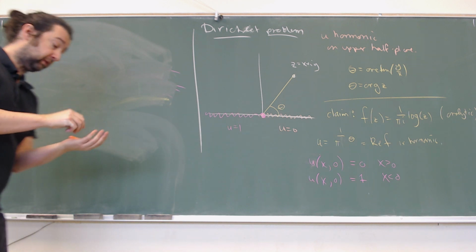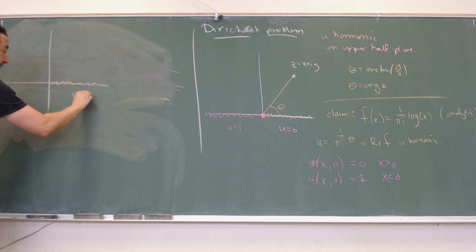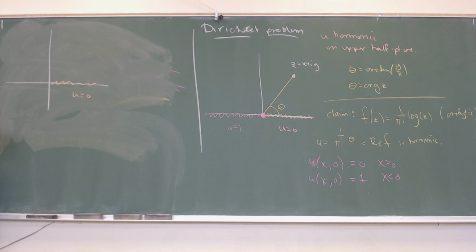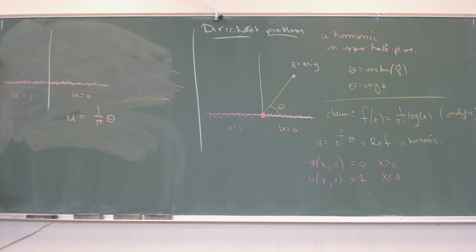So if you have a harmonic function, let's suppose that we start with the upper half plane, and we have the exact conditions that we started with. So here's u is equal to 0, and here's u is equal to 1. And we have the function u is equal to 1 over pi theta. Where are the level surfaces for this thing going to be?